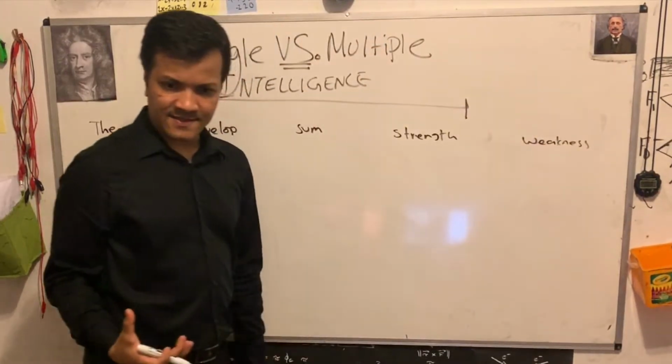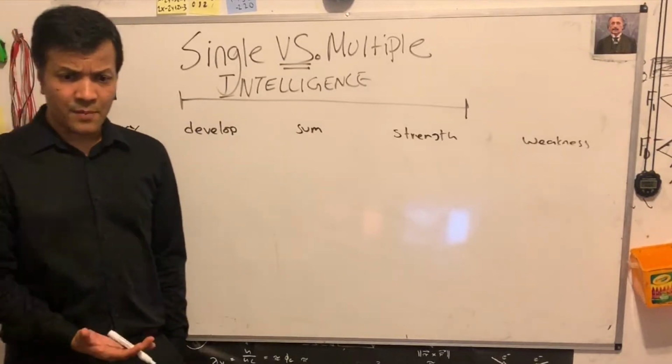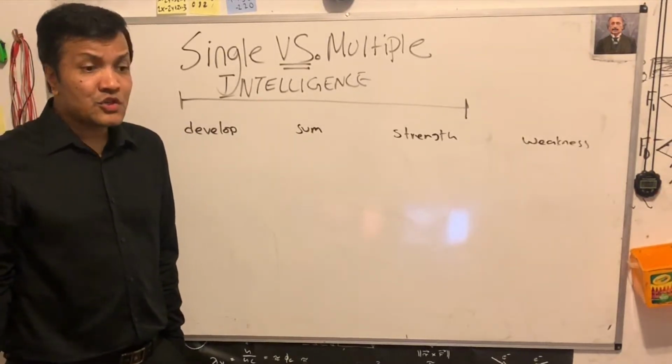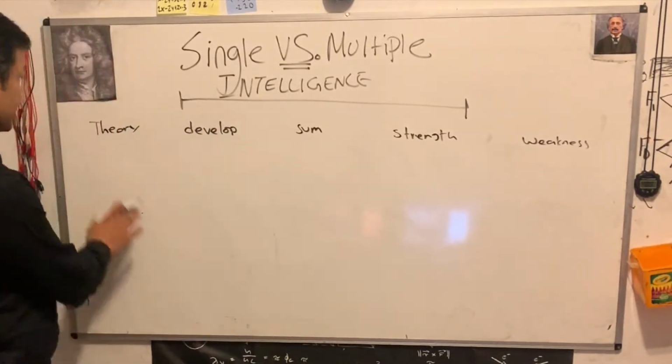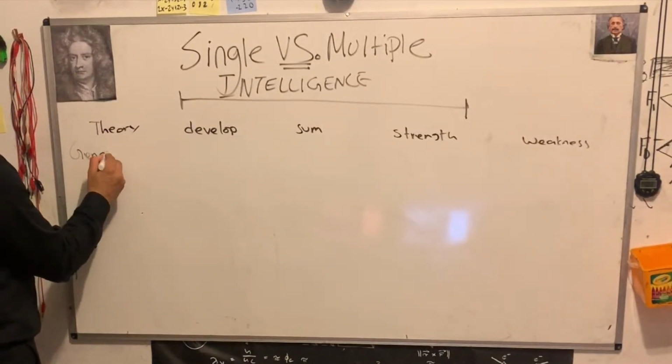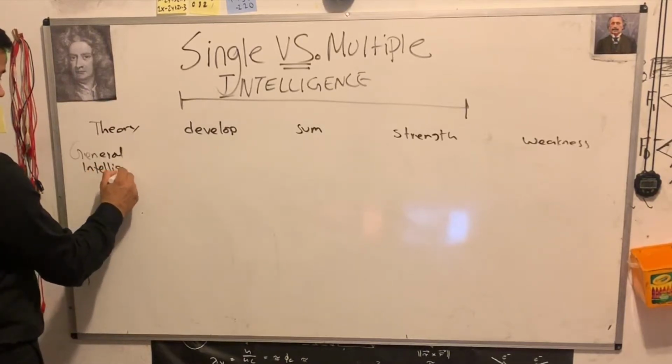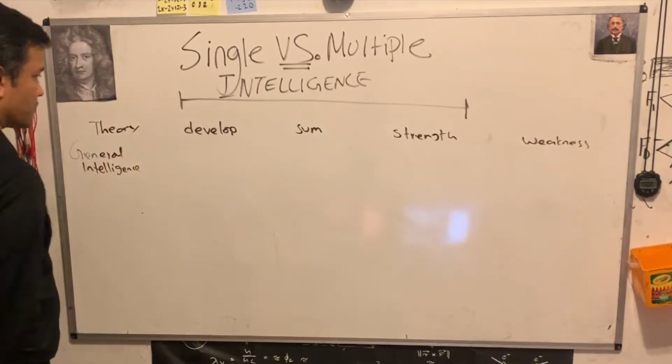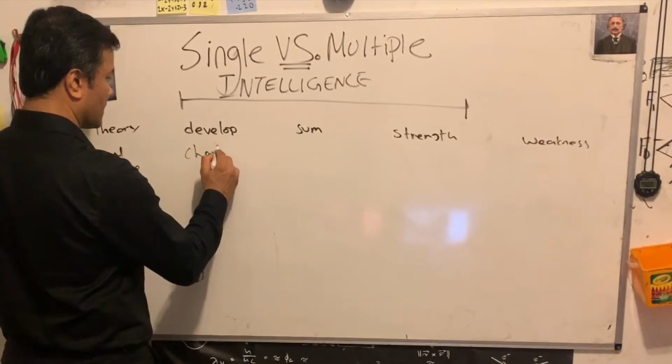Alright, the idea of intelligence really came from a person named what? Charles Spearman. And he said general intelligence. Theory of general intelligence. Charles Spearman.